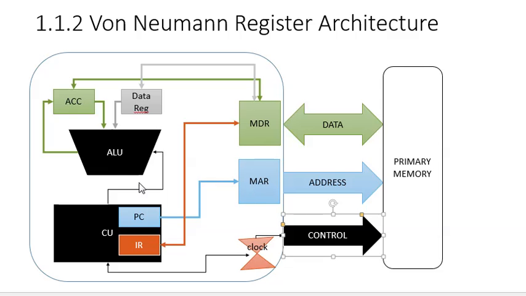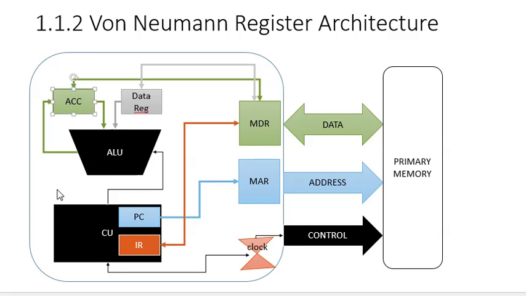There are a number of other little components called registers. The registers are very specialized high-speed memory locations. You need to know the following main registers as part of the architecture: the accumulator, the MDR, the memory data register, the MAR, the memory address register, and the PC, the program counter. Briefly, what do these do?